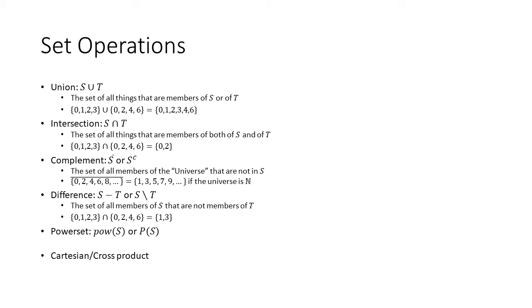The difference between set S and T are all of the elements that belong to set S but do not belong to the set T. You can also think about this as S intersected with the complement of T. And then we're going to get to the power set and the Cartesian or cross product in the next slide.